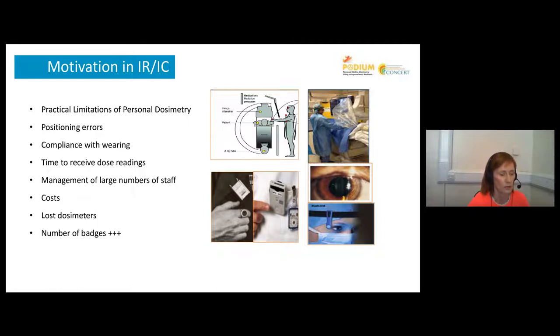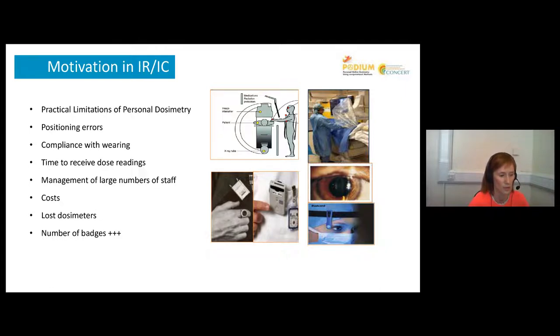So this has already been mentioned in the introduction by Philip, but particularly in relation to the hospital setting, what would be our motivation to improve things and look at more innovative approaches to personal dosimetry? We do have difficulties with positioning errors, with staff wearing their dosimeters, compliance with wearing at times, and the time it takes to receive the dose readings.